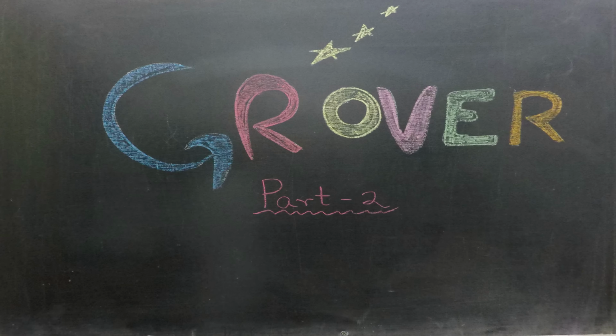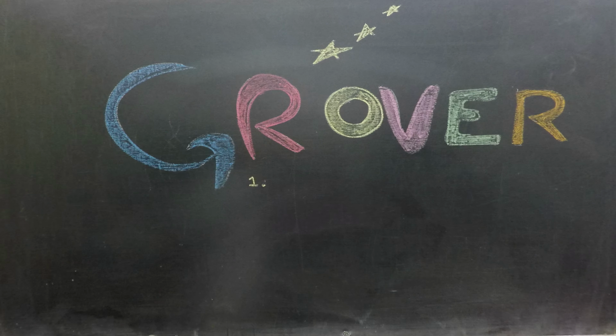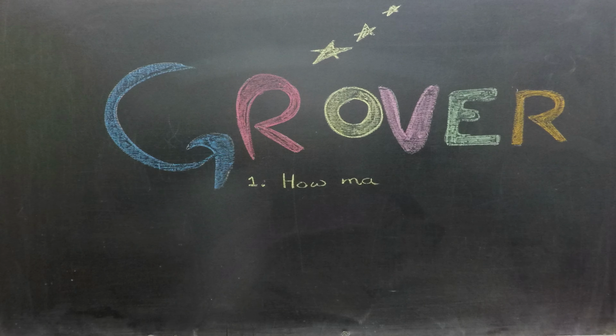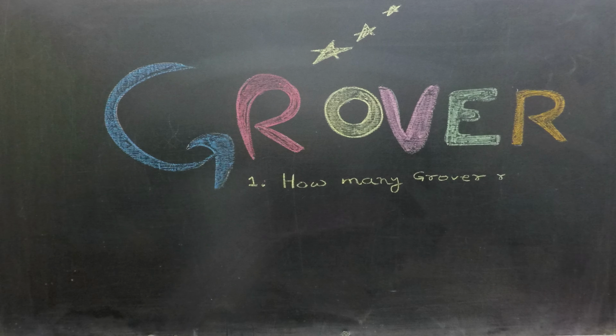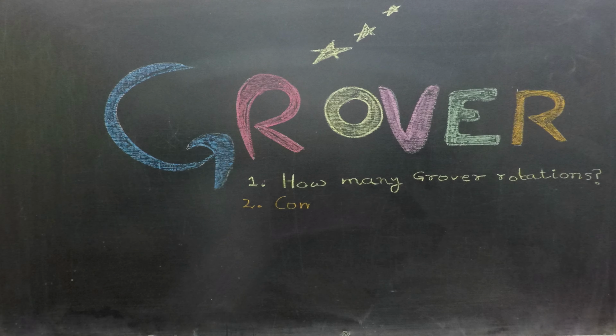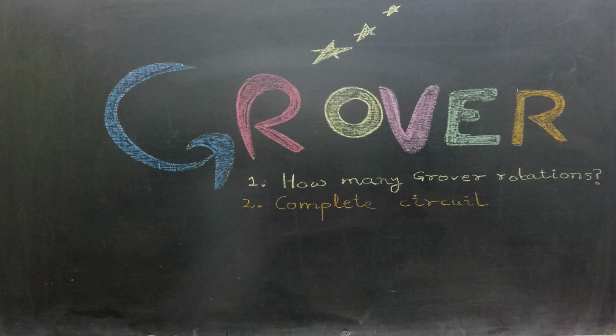In this video, we will be addressing two key questions. Number 1. How many Grover rotations do we need to achieve our desired output with a very high probability? Number 2. How do we create the circuit for Grover algorithm? To that end, we will first create circuit for each component separately and then combine these circuits to form the complete algorithm's circuit.